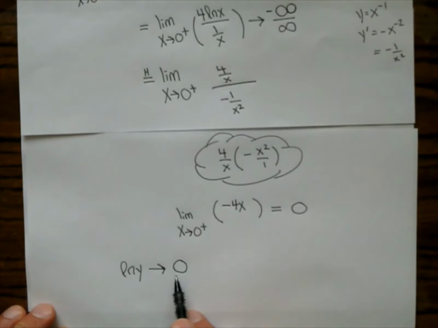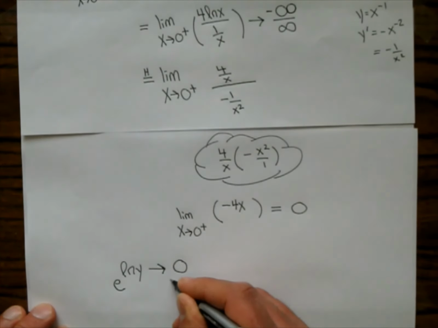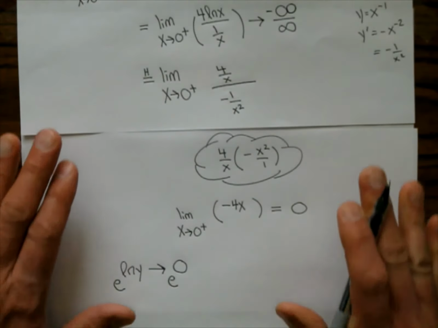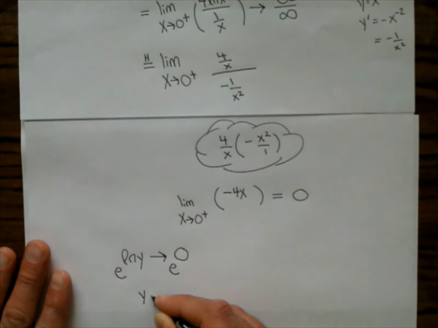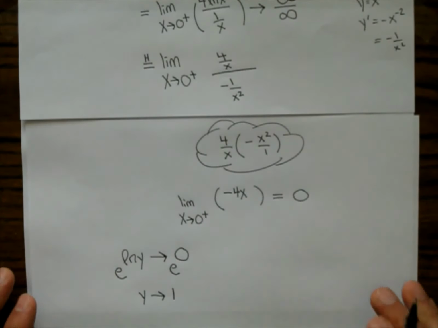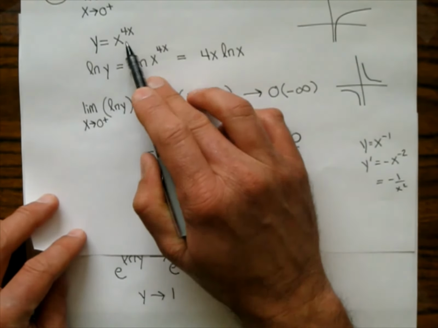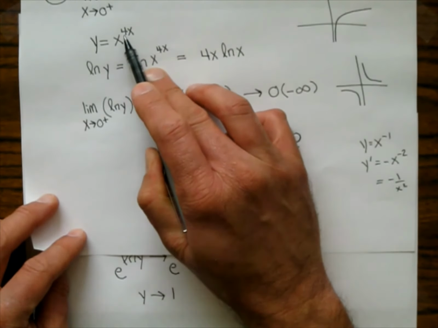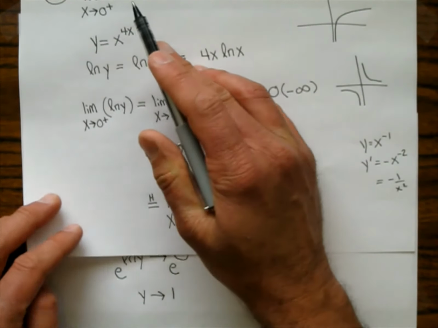Now I'm going to exponentiate both sides. This is not an equation, but I can treat it like an equation. So I'm going to go e to that equals e to that. So what is y going toward as x approaches 0 from the right? It's going to e to the 0. So this is an exponent now. So y goes toward 1. And y, remember, was our original function. We're trying to see where x to the 4x goes as x approaches 0 from the right.